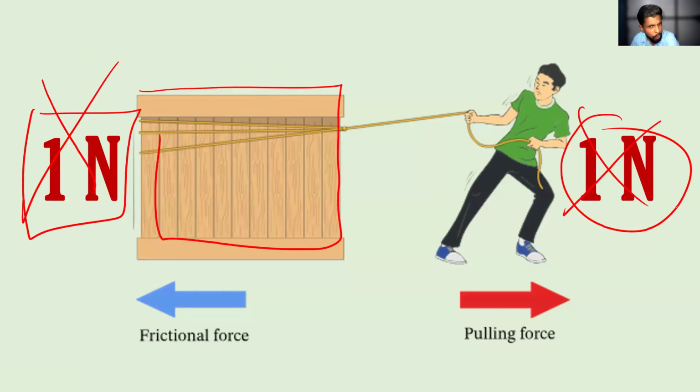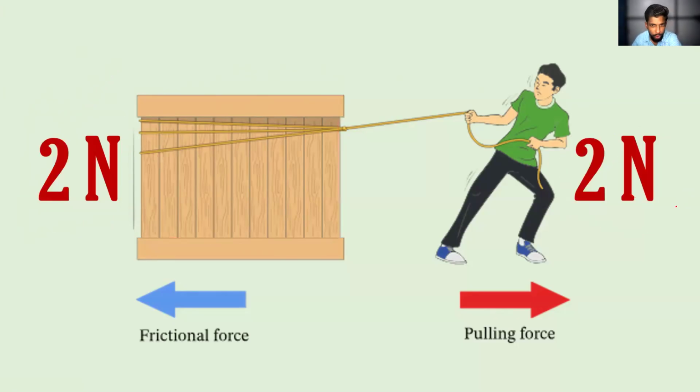So what will you do? You will increase the force up to 2 Newton. The frictional force has also increased up to 2 Newton, so the 2 Newton got cancelled. Then what will happen? You will increase the force little by little. When you apply 3 Newton, the frictional force also increases up to 3 Newton, so the object is not moving.